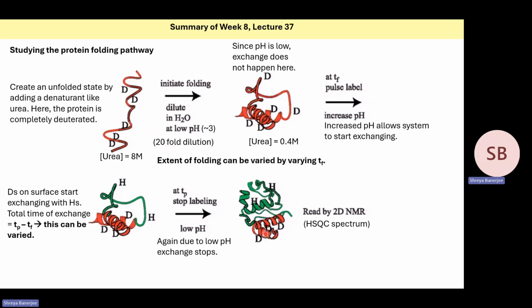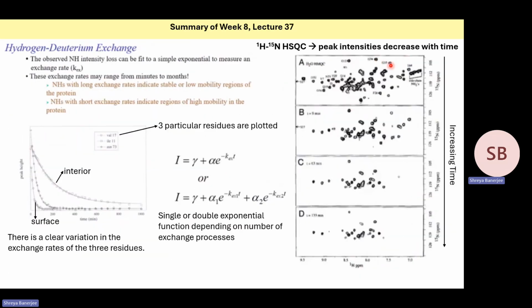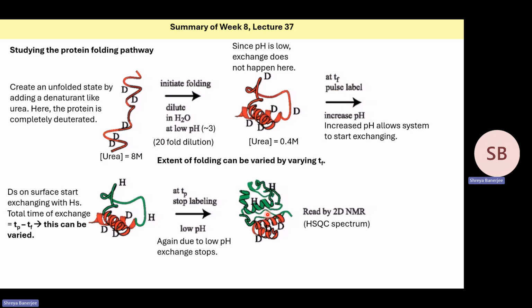So normally what would happen is that suppose all the peaks are appearing together. So you are having such a crowded spectra and you cannot assign the spectra because it's so crowded. But if something like this happens, we are controlling TP. So the total time of exchange is TP minus TF, because we are starting the exchange at TF by increasing pH and we are stopping the exchange at TP by lowering pH. So we can control TP minus TF such that there are different extents of exchange happening.